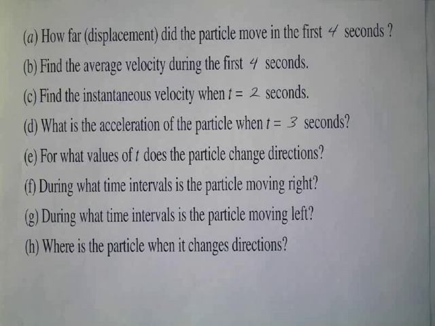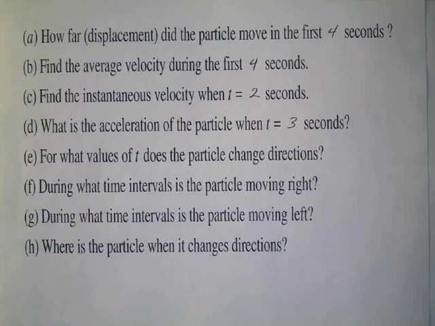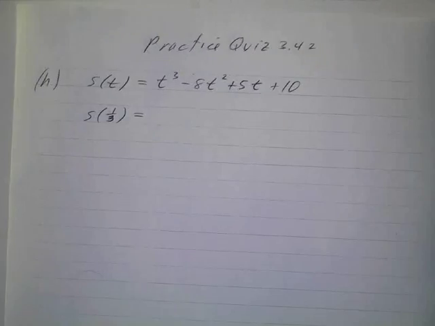So we're on letter H now. Where is the particle when it changes directions? We have our position function and we have our time. In other words, it changes directions when the velocity is zero, and we found out that the velocity is zero right over here. Here's our work.